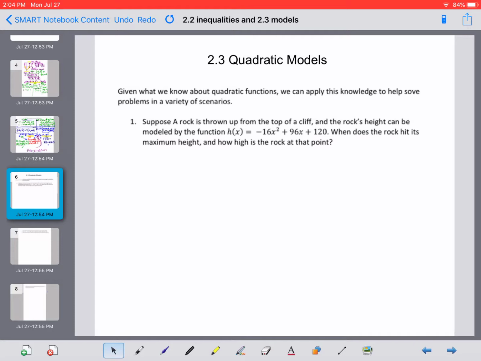Suppose a rock is thrown from the top of a cliff, and the rock's height can be modeled by the function h of x is negative 16x squared plus 96x plus 120. When does the rock hit its maximum height, and how high is the rock at this point? All right, they've missed out on a little bit of information here. I think let's just assume that x is going to be measured in time.